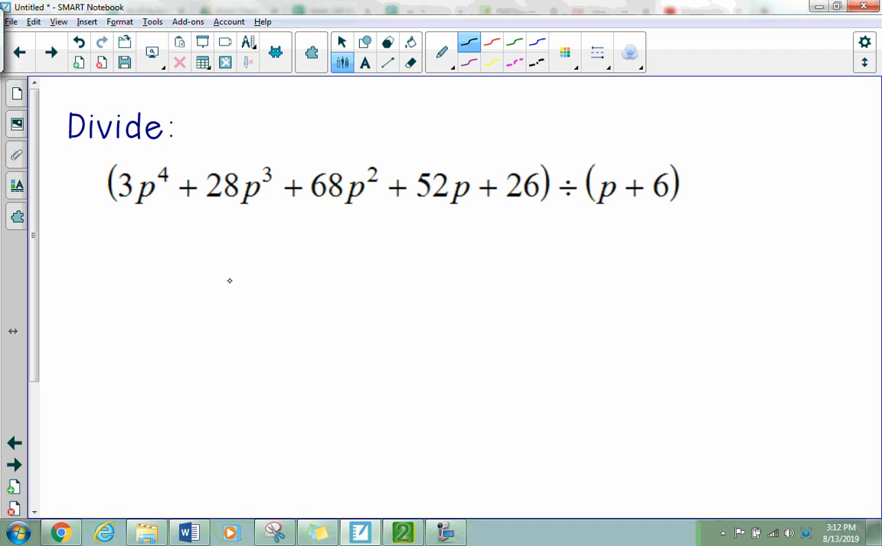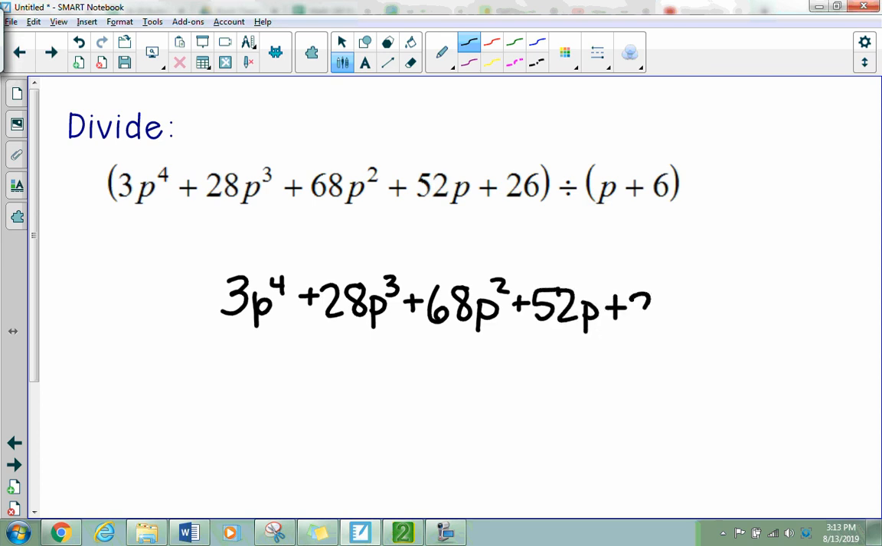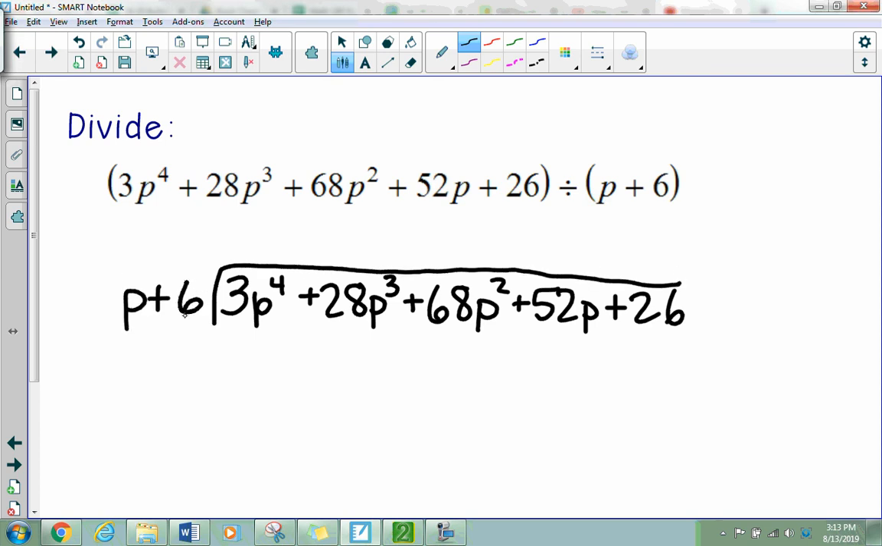So the dividend goes inside of the division house, so 3p to the fourth plus 28p to the third plus 68p to the second plus 52p plus 26. All of that is being divided by p plus 6 on the outside. Now, to get the process started, you really don't need to concern yourself too much with the plus 6 right now. Focus in on just the first term here and just the first term here.